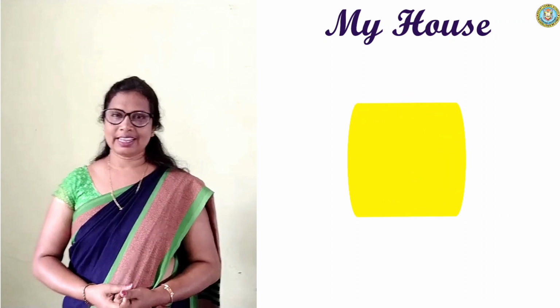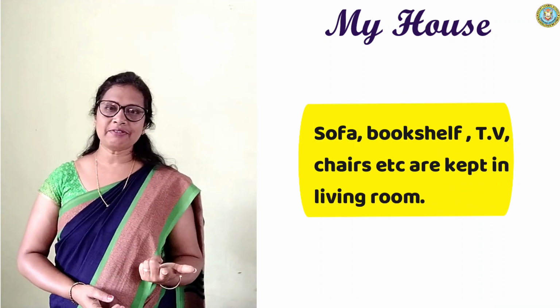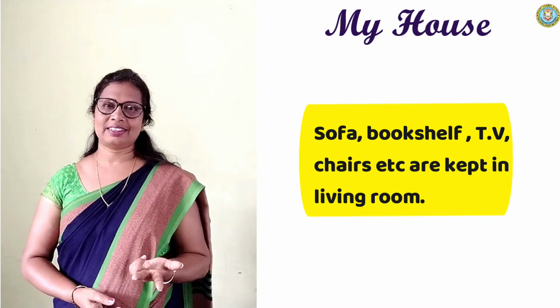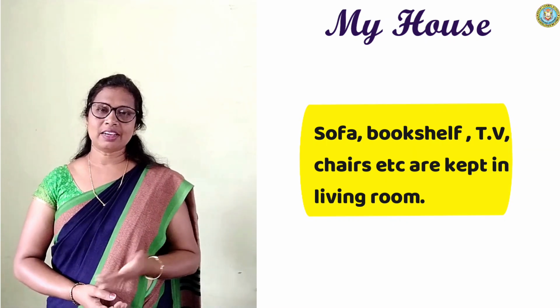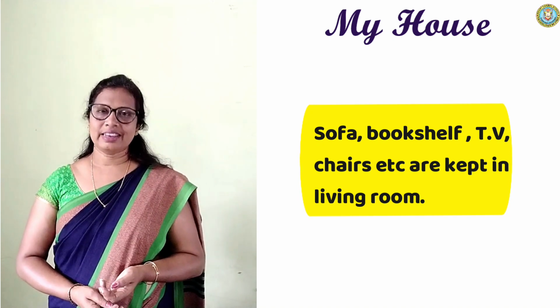Dining room, living room, bedroom, bathroom and kitchen. Very good. These are the different parts of a house, isn't it? Then tell me, what are the things we will keep in the dining room? What all the things we'll keep in the living room? Yes, sofa, bookshelves and then chairs. Very good. TV. These are the things we'll keep in the living room.